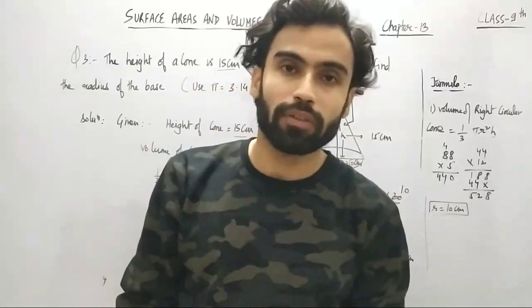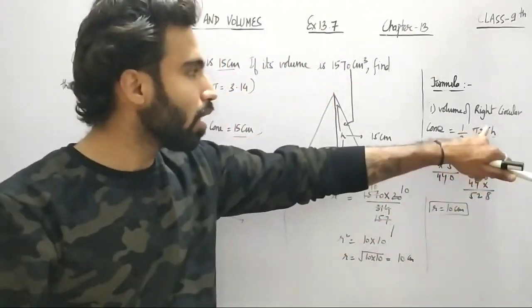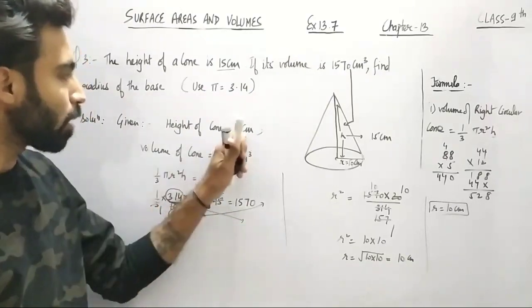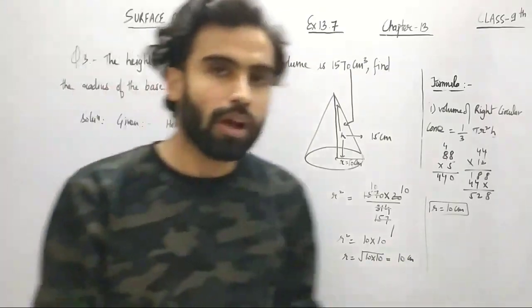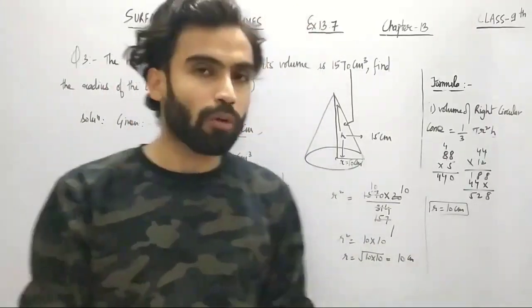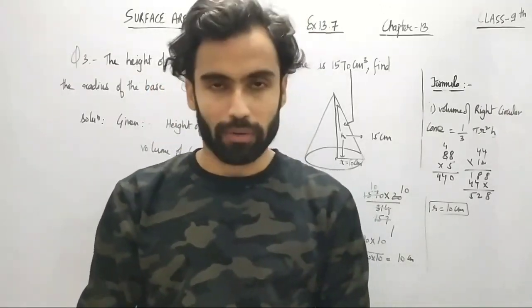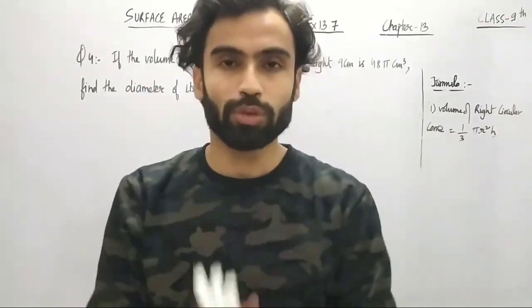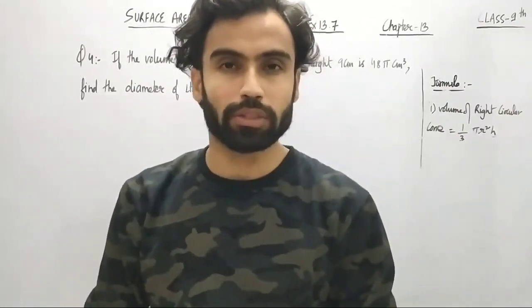So quite easy, you just have to simply equate the formula of the volume with the given volume here, right? Then simply substitute the height, and after simplifying you will get the radius of the base of this cone as well, right? So that was all in this question here. So students, let us move on to the next question now.